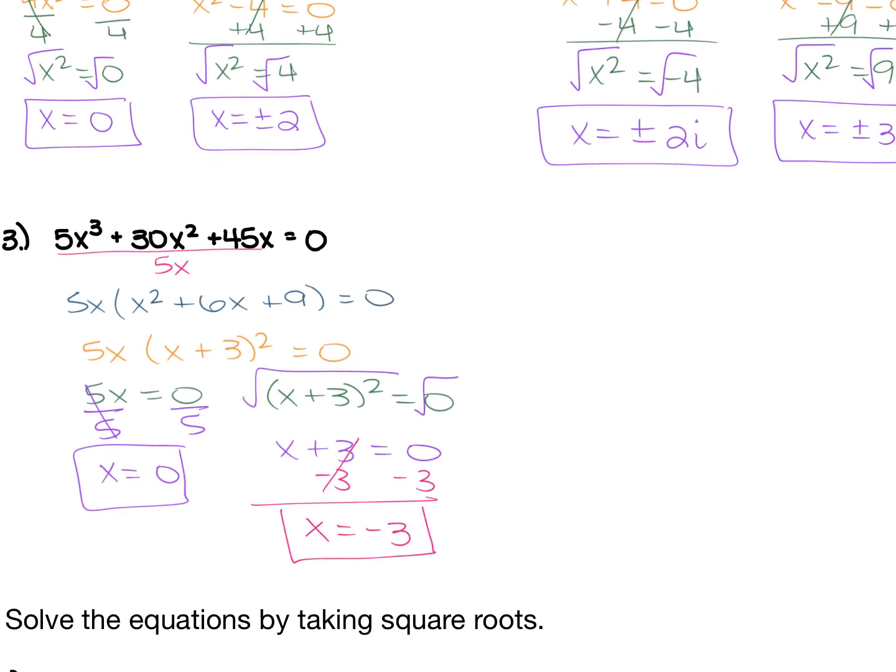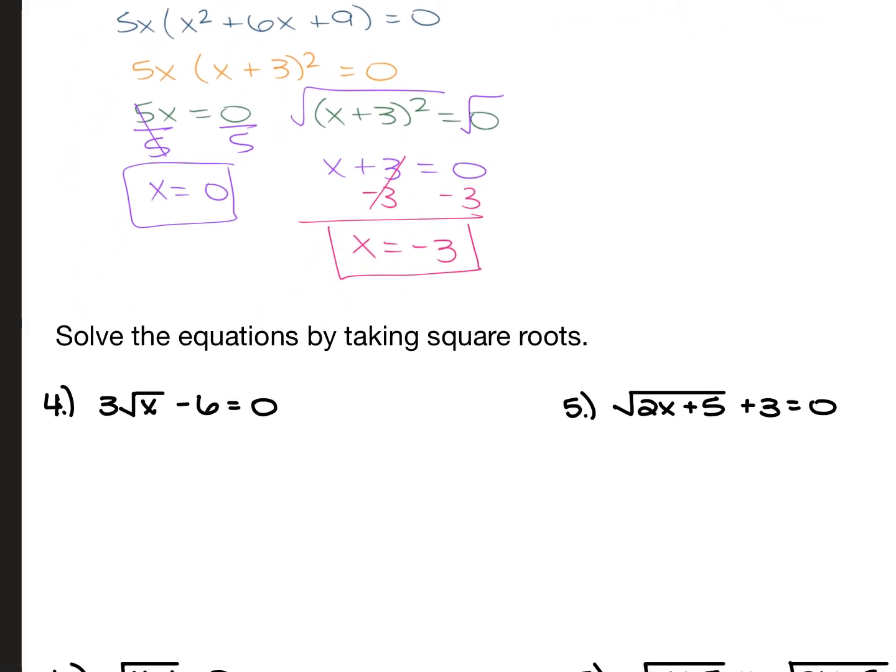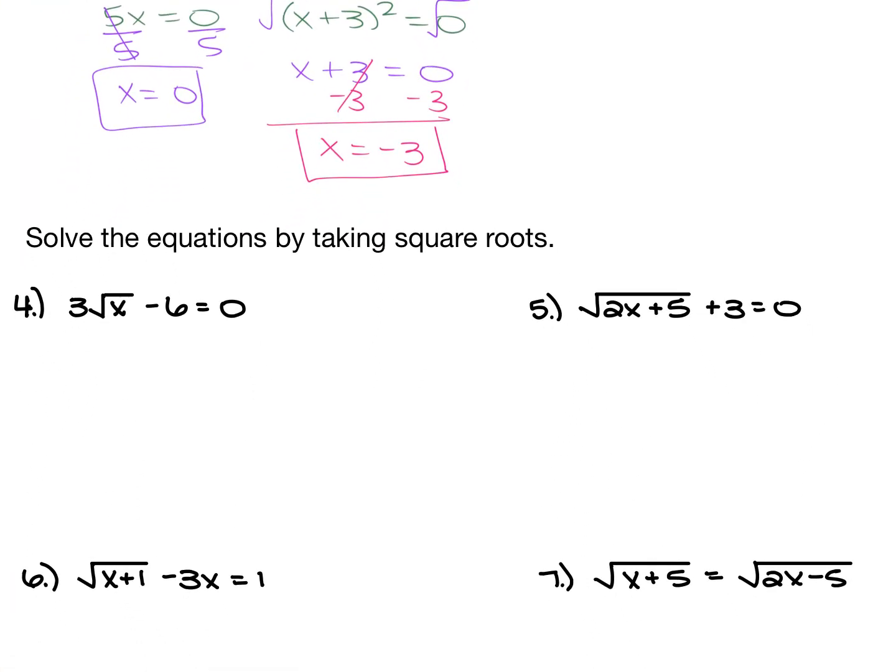Your next section, you are solving the equations by taking the square roots. For number 4, you have 3 square root x minus 6 is equal to 0. First thing we're going to do is isolate that square root. So that 6 we're going to move over by adding it to both sides. That gives us 3 square root x is equal to 6.